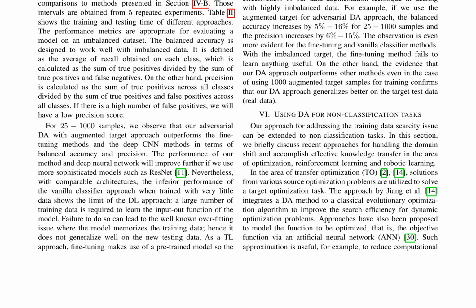The paper highlights the limitations of traditional deep learning approaches, which require a large amount of training data to learn the input-output function of the model. The authors argue that their adversarial DA approach addresses the problem of scarce target training data by using domain-invariant features emerging during the optimization process. Finally, the authors discuss the potential extension of their approach to non-classification tasks, such as optimization, reinforcement learning, and robotic learning, where domain shift and knowledge transfer are critical challenges.